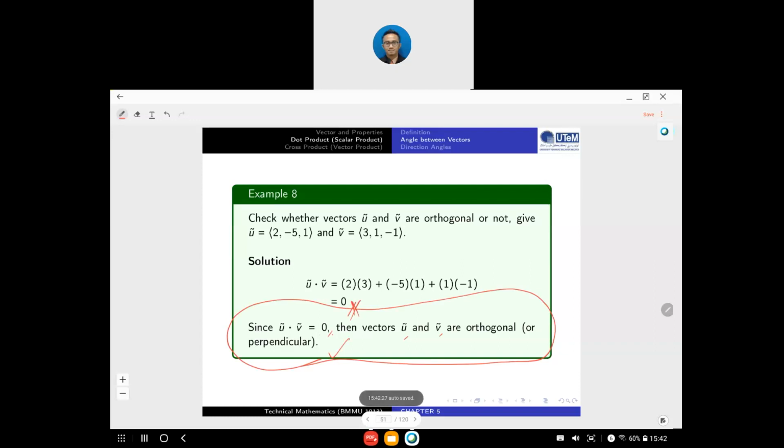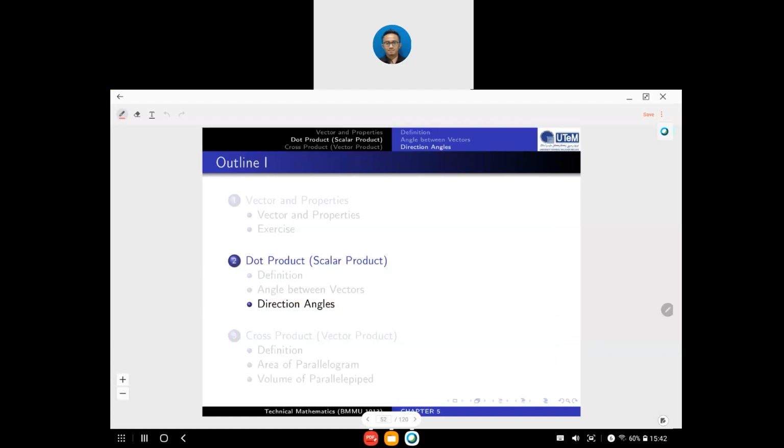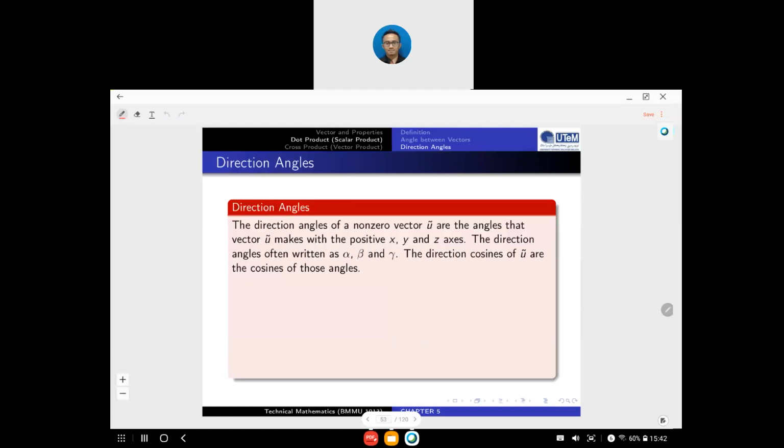Okay, so be careful. Okay, now look at the direction angle. What is the direction angle? The direction angles of a non-zero vector u are the angles that vector u makes with the positive x, y, and z axes. The direction angles are often written as alpha, beta, gamma. Okay, so this one is the direction angles. So how to find the direction cosine?